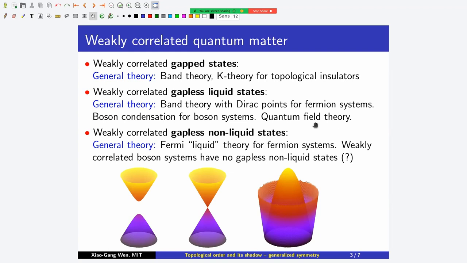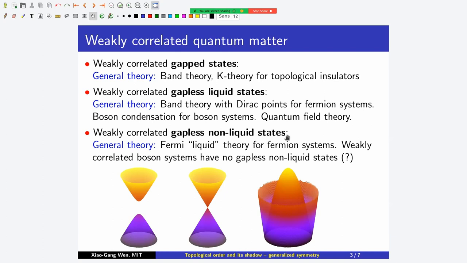Actually, there is a quantum field theory for that, but you find you need an infinite number of fields. So these non-liquid states turn out to usually have an infrared effective theory with an infinite number of fields. They really belong to quite a different beast, and it's more complicated. So the Fermi liquid is almost the first thing we teach in solid state physics, but actually it's maybe the last thing we understand. It's more complicated than those gapless liquid states.